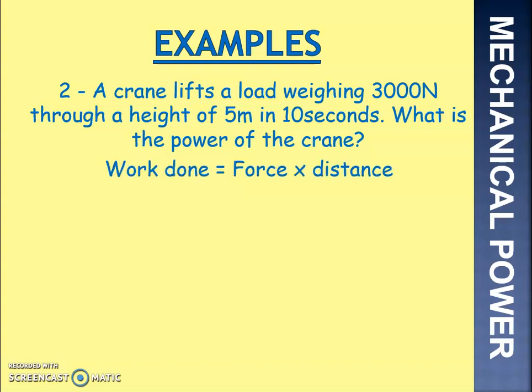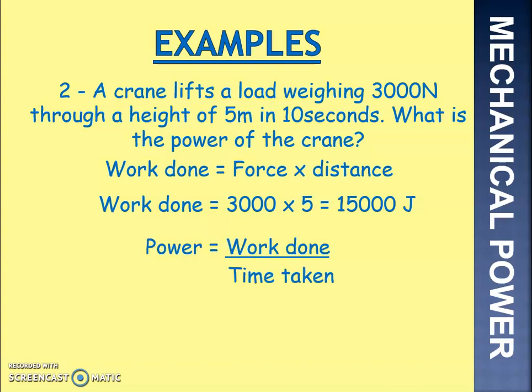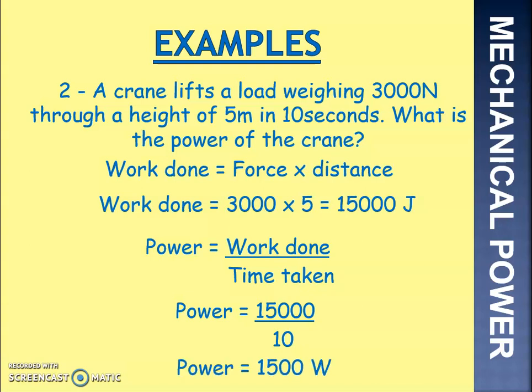Well, first off, I need to know how much work's been done. Fortunately, I know that work done is force times distance. So in this case, the force is 3,000, the distance is 5. So that would be 3,000 times 5, work done is 15,000 joules. Now I need to work out the power. Power's work done over time taken. Work done was 15,000. Time taken is 10 seconds. So 15,000 divided by 10 gives me an answer of 1,500 watts.